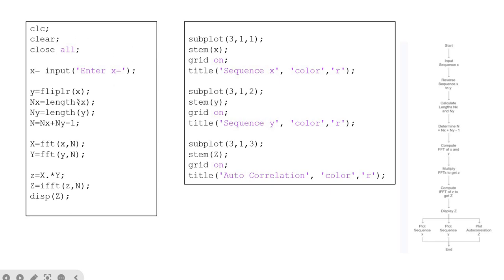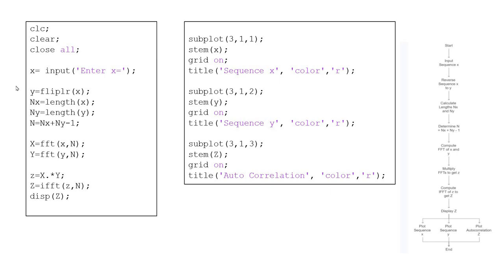After that, the user will give the input. So here we will be using x is equal to input, enter x. It will take a row vector from the user, that will be a discrete signal. Once this is done, we'll flip the signal by using y is equal to flip LR of x. This flip LR will flip the sequence from left to right.